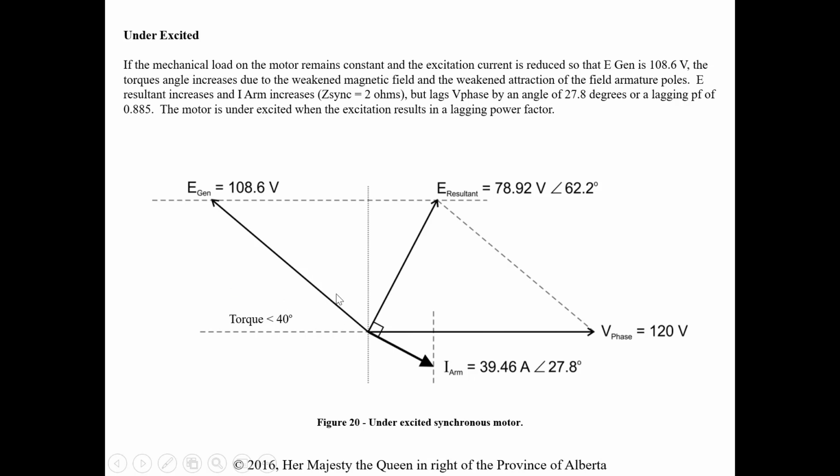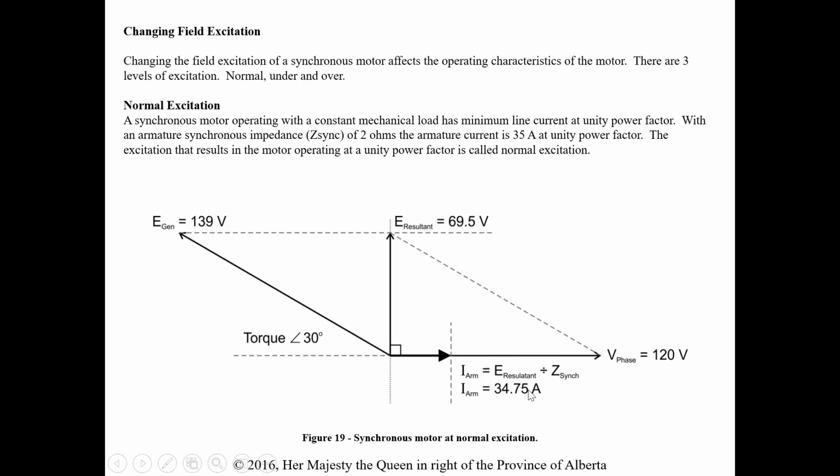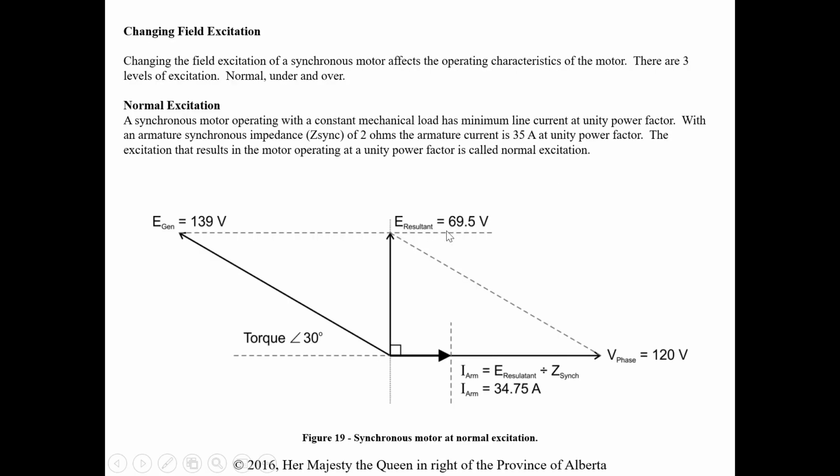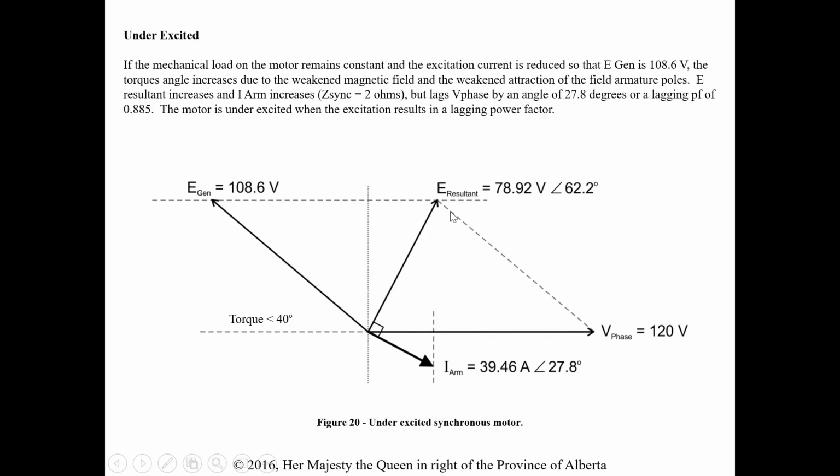We would say load is still going to be the biggest one here, but we want to see the effects of just the excitation. So with this now lower value of E-gen, it moves the E resultant over into this quadrant and creates our lagging current, because we have to maintain this 90 degrees with the E resultant. So when I came out of unity, you can see that we went from 34.75 amps to 39.46. So when I come out of unity, my current is going to increase. Now its E resultant increases from 69.5 to 78.92.